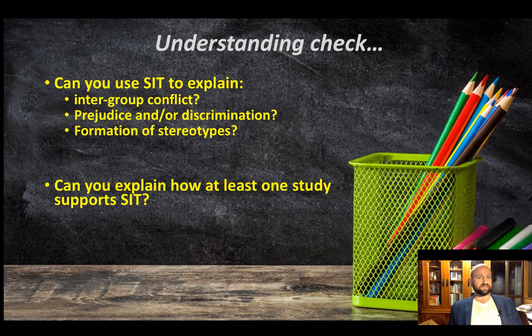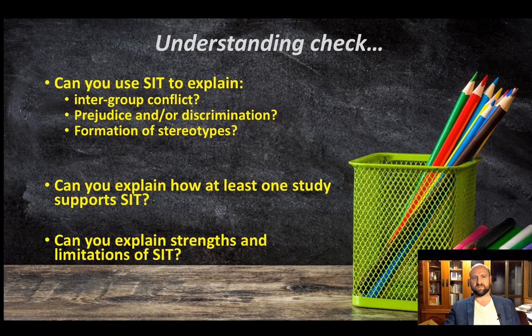Can you explain at least how one study supports it? And now what's important here when you explain the study, just a tip, one study is not going to support the whole theory. Individual studies will support individual concepts within the theory, or maybe 1 or 2 concepts, but you're not going to find a study that's going to show the self-esteem hypothesis and social categorization and social comparison and outgroup homogeneity. You're not going to find something that's going to do all of it. So choose very carefully what aspect of the theory that you're explaining, and that's going to make your application of the study much stronger. And finally, can you explain strengths and limitations?